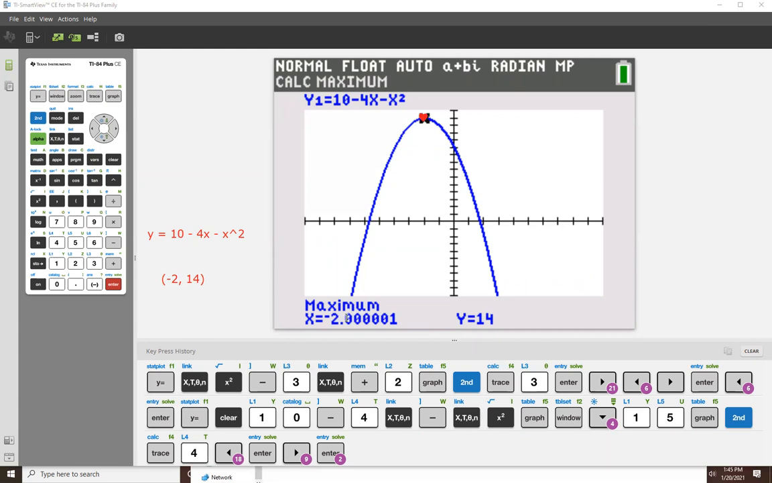And again, I'm leaving off the 00001 because that's not really part of the answer, because the calculator is not perfect. So that is how you find the maximum or minimum of a function with the calculator. You can certainly do it by hand, but that's not what we're in this class for. So that's it.